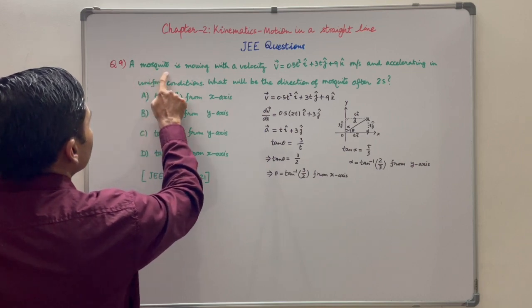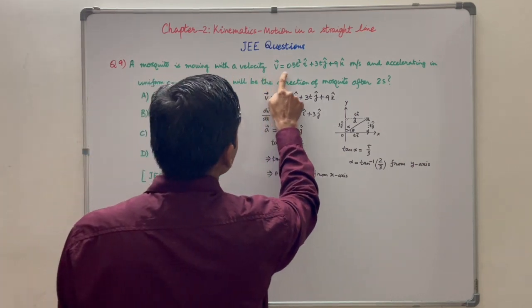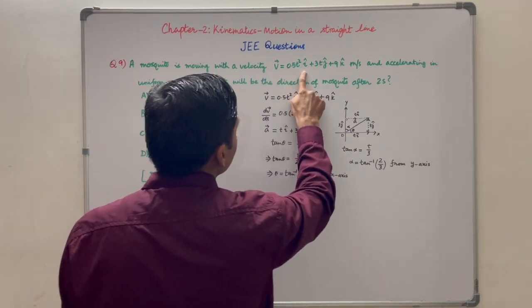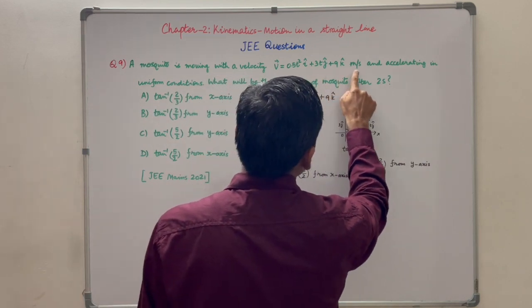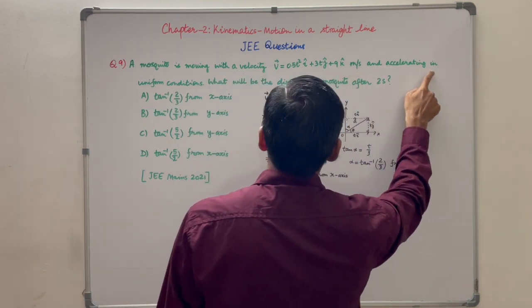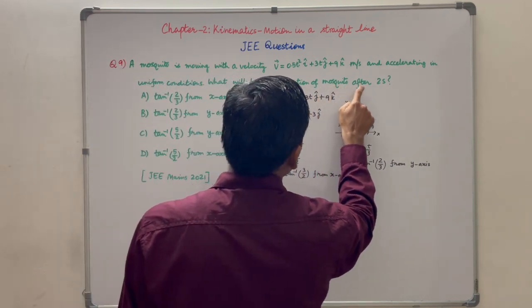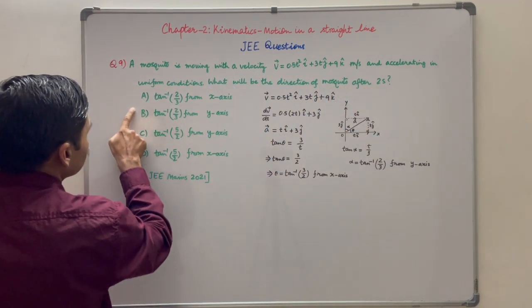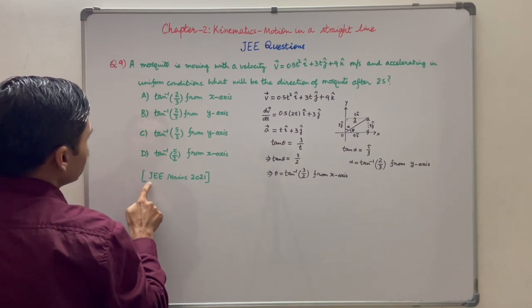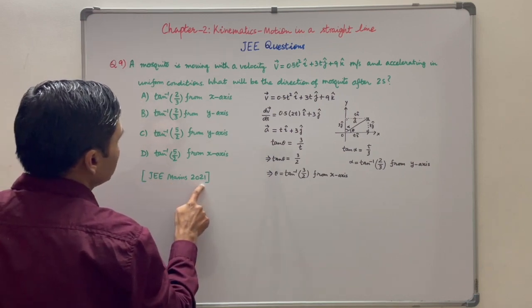Ninth question: a mosquito is moving with a velocity v = 0.5t² i + 3t j + 9k meter per second and accelerating in uniform conditions. What will be the direction of the mosquito's acceleration after 2 seconds? These are the options given. This question appeared in JEE Mains 2021.